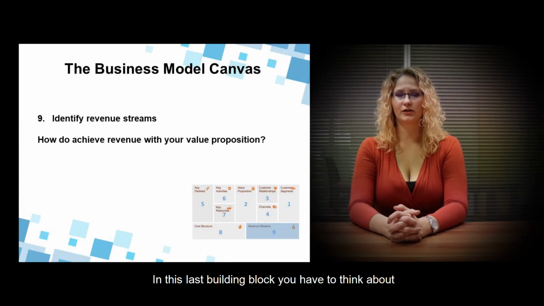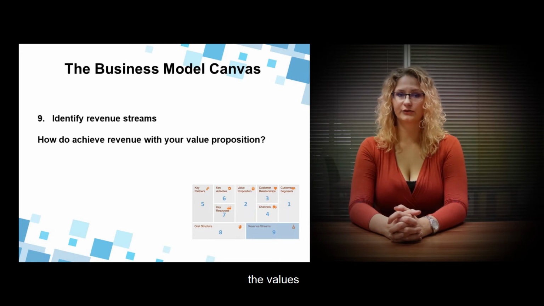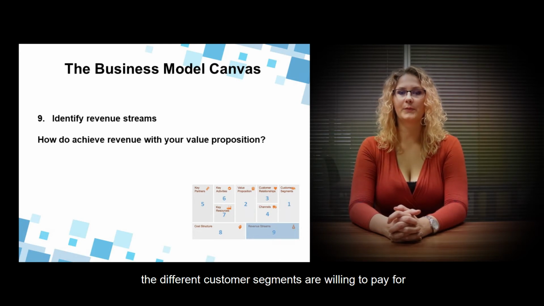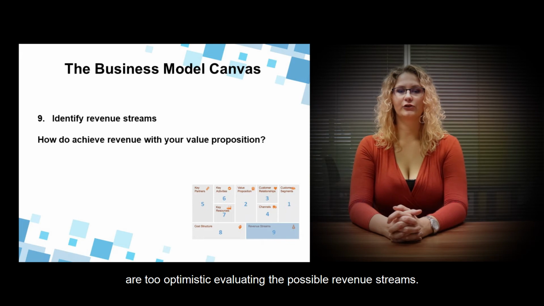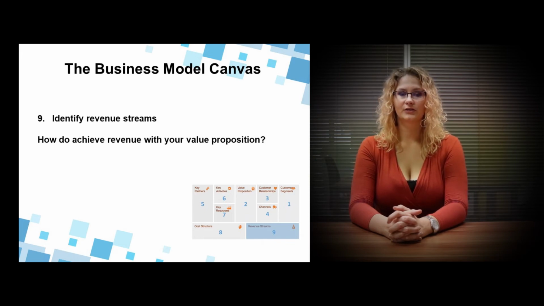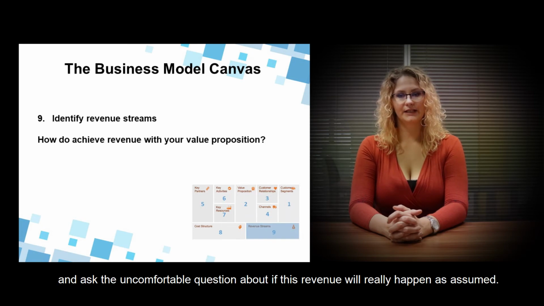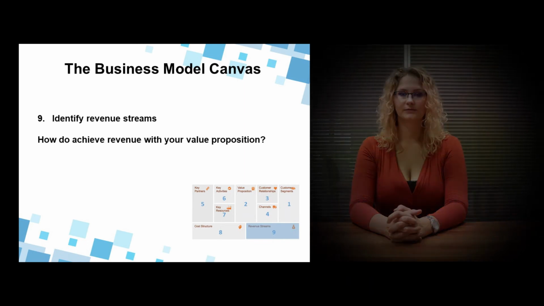In this last building block, you have to think about the values the different customer segments are willing to pay for and how much. Also consider how they will pay, in cash, credit, or lease. Each revenue stream may also have different pricing mechanisms, such as fixed list prices, bargaining, or auctioning. Contrary to the cost factors, most startups are too optimistic evaluating the possible revenue streams. This is also strict teamwork. Let others look over it and ask the uncomfortable questions about if this revenue will really happen as assumed.